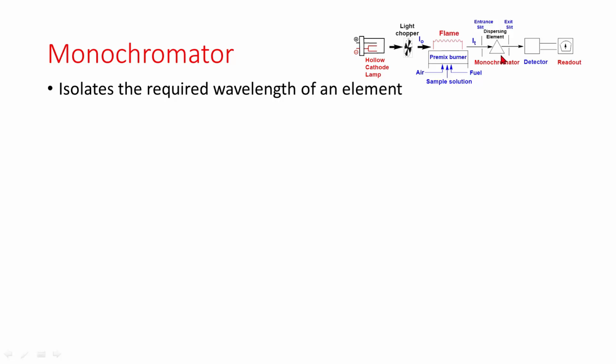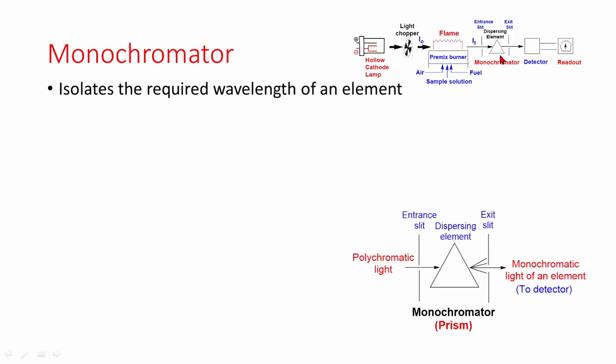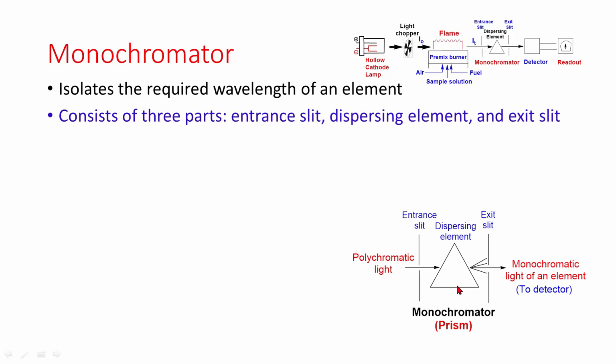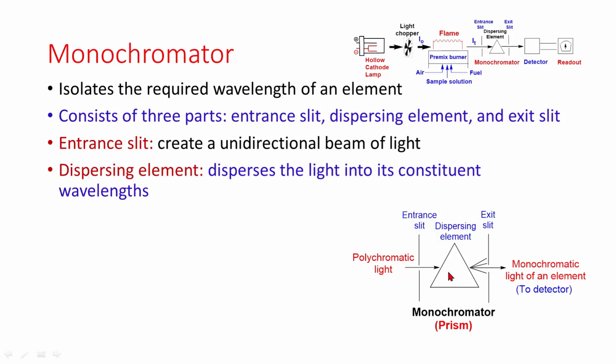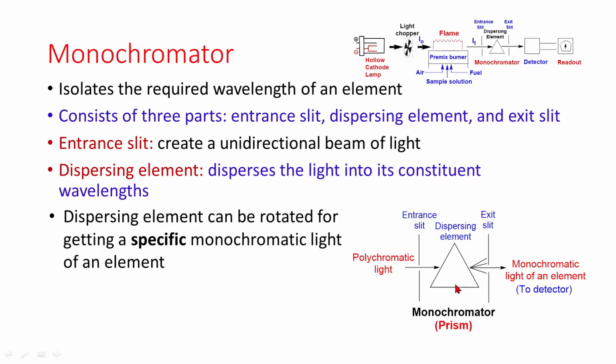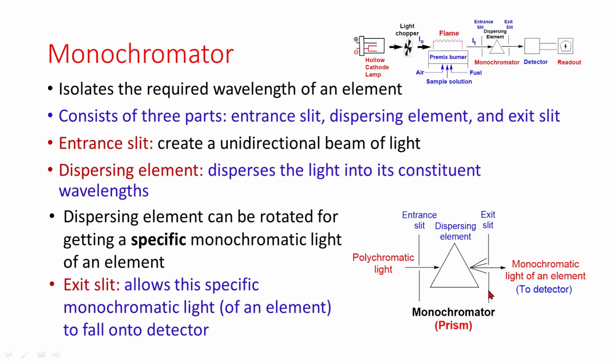The monochromator isolates the required wavelength of an element. It consists of three parts: entrance slit, dispersing element, and exit slit. The entrance slit creates a unidirectional beam of light. The dispersing element disperses the light into constituent wavelengths. It can be rotated to get specific monochromatic light of an element. The exit slit allows specific monochromatic light of an element to fall onto the detector.